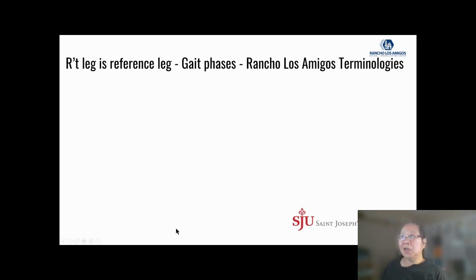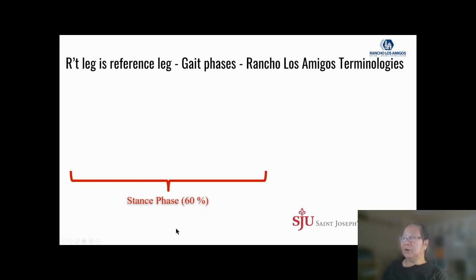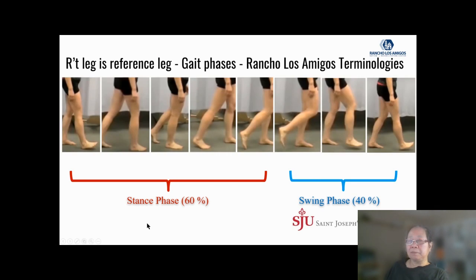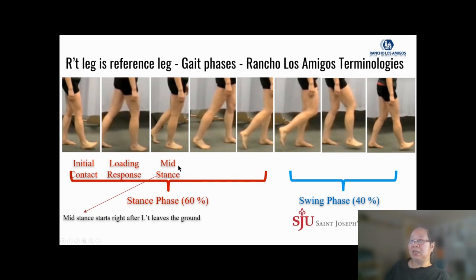So now, in the range of Los Amigos terminology, I still use the right side as reference. We still have stance phase, swing phase. We just call it initial contact. Your leg is contacting the ground, no matter which part it is. Then the weight is transferred to the contacting one. So it's called loading. And then in the middle of the stance phase, mid stance.